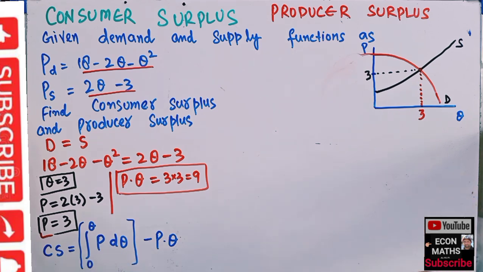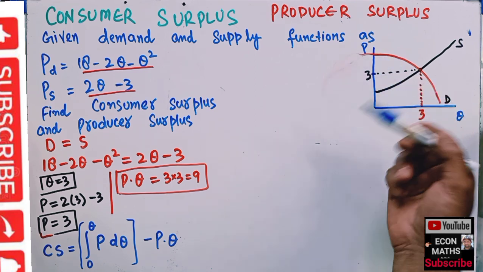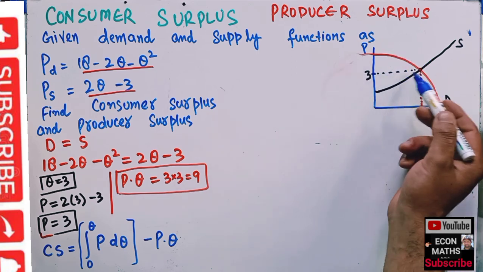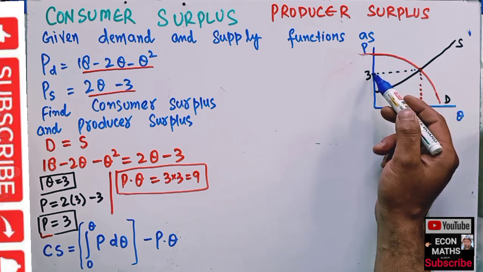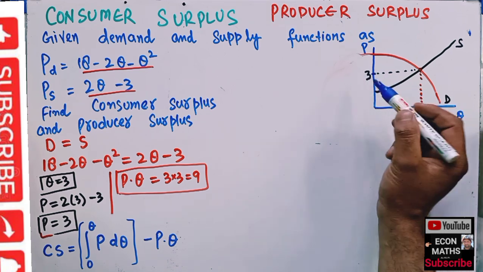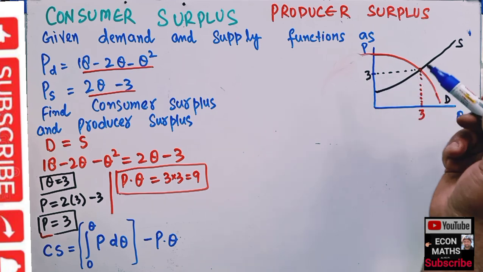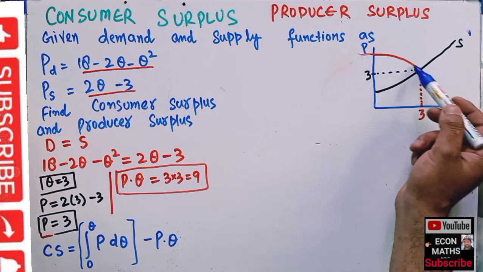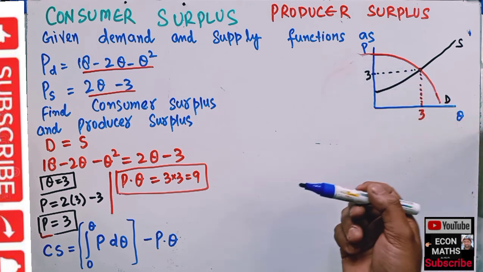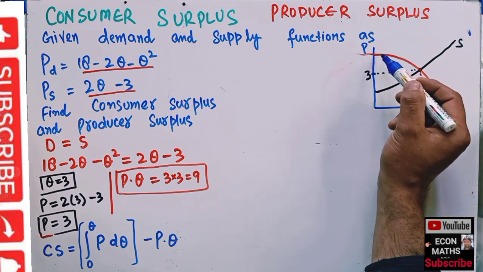Sorry, let me repeat it here. Consumer surplus is the difference between the price that the consumer is willing to pay minus the price he actually pays. The price he actually pays is this 3. So consumer surplus on the graph is simply the area of this region. I will not say the triangular region here, because we have a non-linear demand function. So let me show it here.